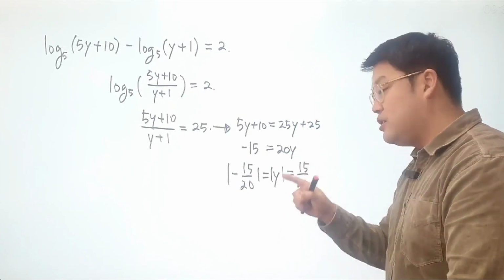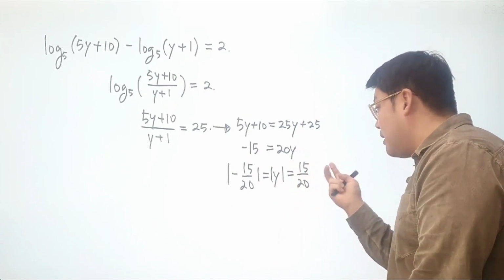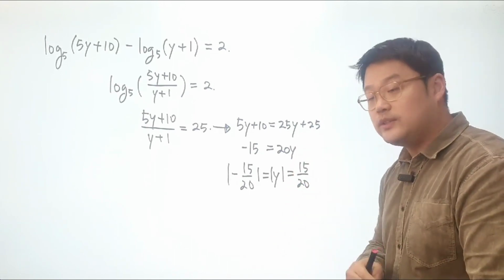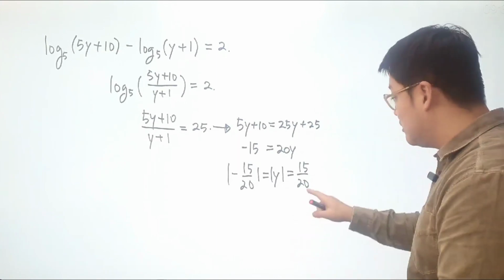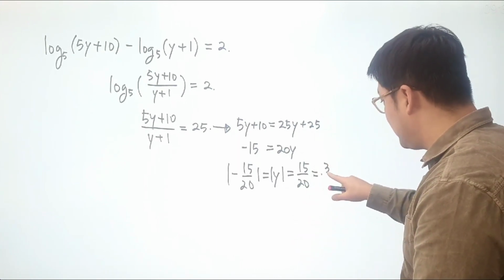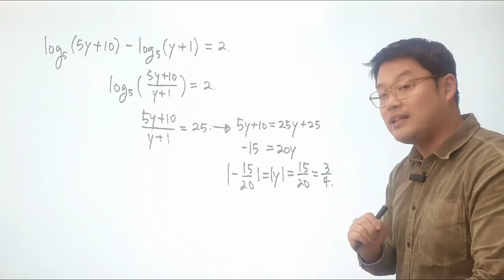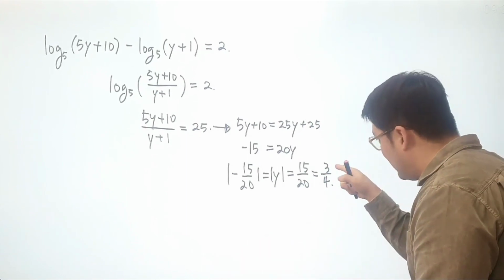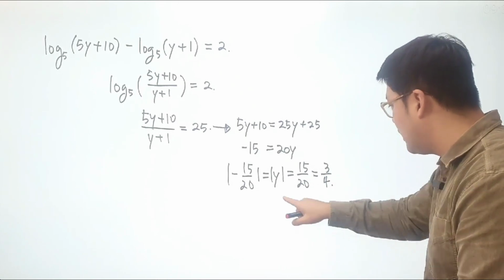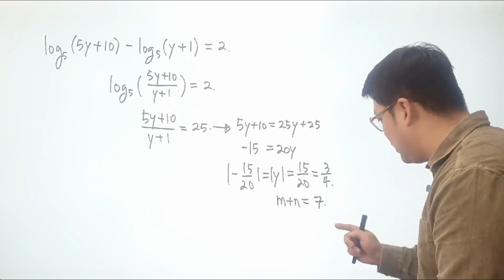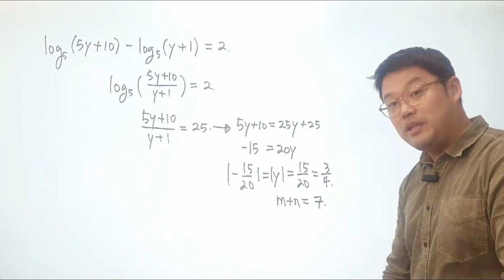Now, 15 over 20 shouldn't be left as it is. Why? Because 15 and 20 are not relatively prime. So we've got to switch this by crossing out those 5s. If I cross out 5s, it becomes 3 over 4, and that shall be it. So 3 and 4. I think the question was asking us to find m plus n, where m equals 3 and n equals 4. So m plus n turns into 7, and this is going to be the answer.